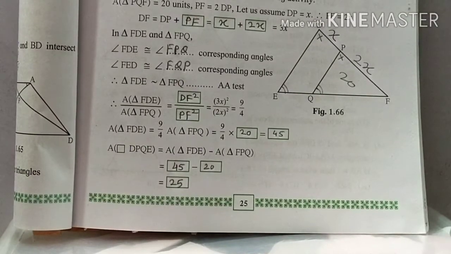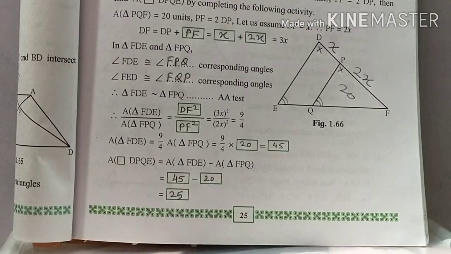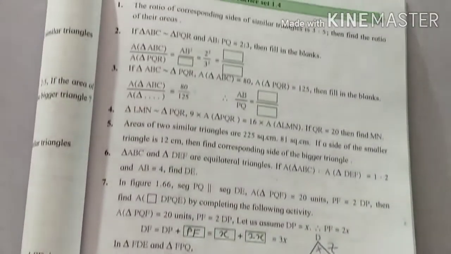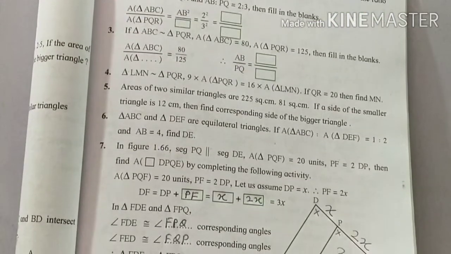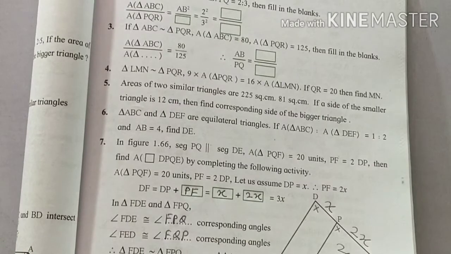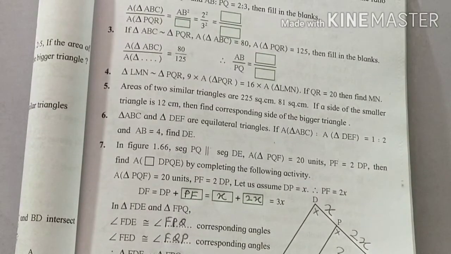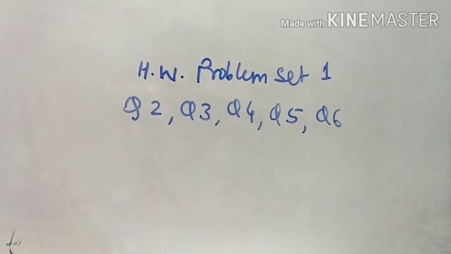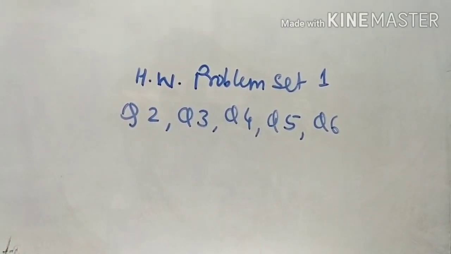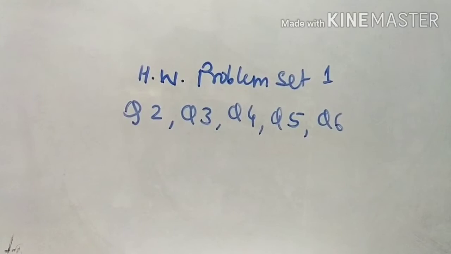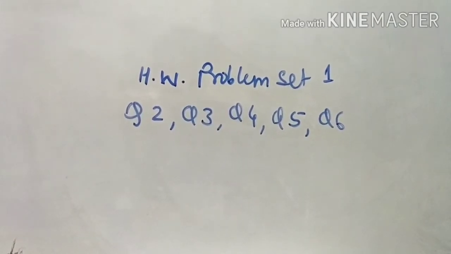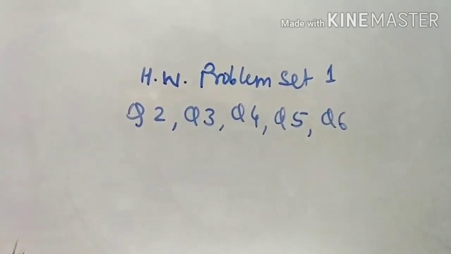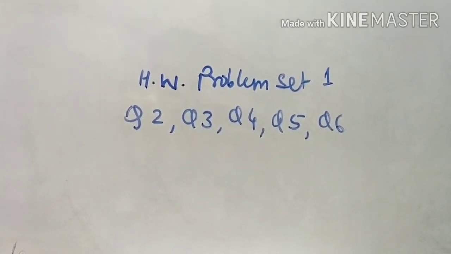Okay, so like this we have that activity for 3 marks. Okay students, here we finish our practice set 1.4. The remaining second and sixth examples you have to solve as your homework, and also from problem set 1 you have to solve the second, third, fourth, fifth and sixth examples as your homework. Okay students, so here we complete our first chapter, Similarity, and from the next period we again start with our second chapter of Mathematics Part 1.